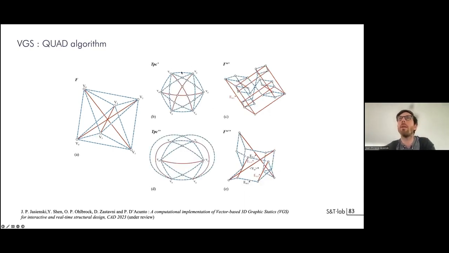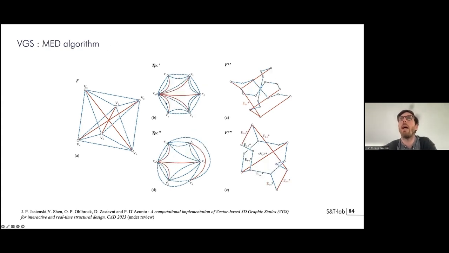Then you have the quad algorithm, which is quite important to know because it's the one that is now implemented in the beta version 1 of the VGS computational tool. So basically, I would say the main principle is that when there is a crossing, it adds a node, as you can see. Okay. You have two different results corresponding to how you generated your maximal planar graph, which was a reduced version of the topological graph.